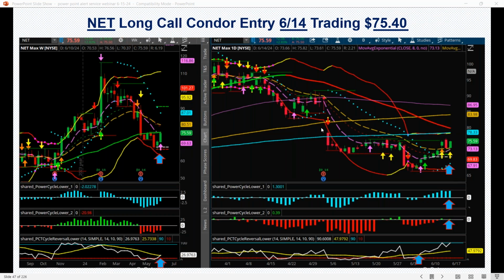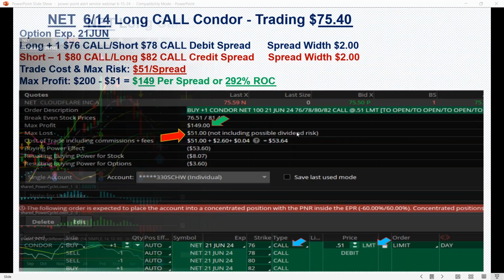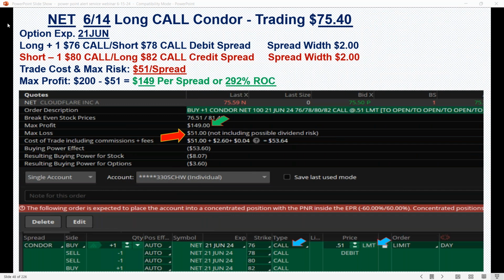All right, so that's the other thing. Keep your risk low and look for those singles and doubles, and sometimes we're going to hit the big home run. So this trade here, what we did was what's called a call condor.